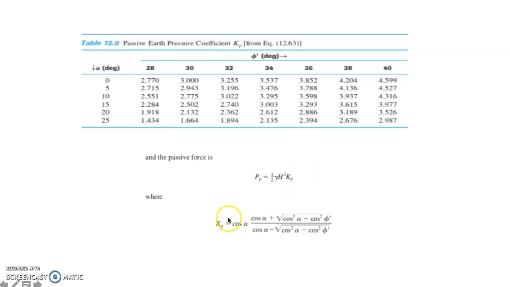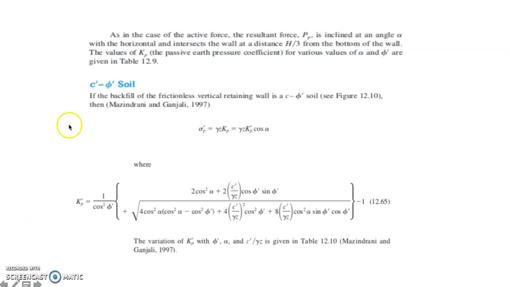For K sub P, you can use this equation so that you can obtain the Rankine lateral earth pressure coefficient, or you can use this table. What is important here is that you know the value for alpha and the value for phi prime, so that you can have the passive earth pressure coefficient value.